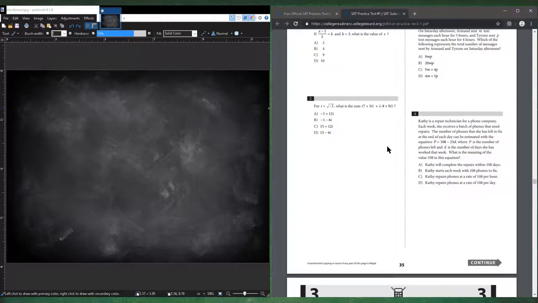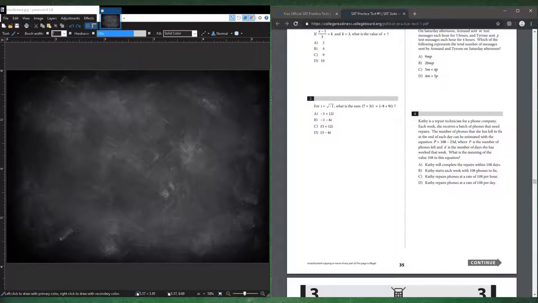Question 4. Kathy is a repair technician for a phone company. Each week she receives a batch of phones that need repairs. The number of phones that she has left to fix at the end of each day can be estimated with the equation P is equal to 108 minus 23D, where P is the number of phones left and D is the number of days she has worked that week. What is the meaning of 108 in this equation?